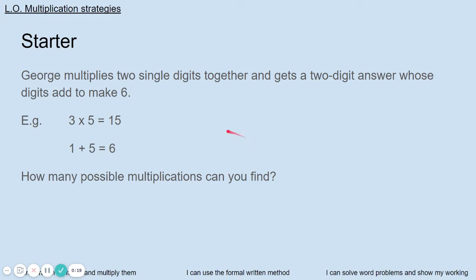So here's an example for you. George went and got a single digit and he multiplied it by another single digit and he got a 2-digit answer. And then he added those 2 digits together and the answer was 6. How many possible multiplications can you find? George found loads. How many can you find? You could stop the video. I'm going to move on.